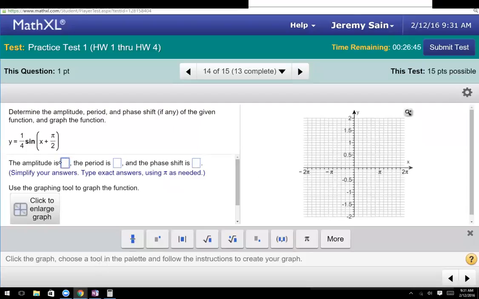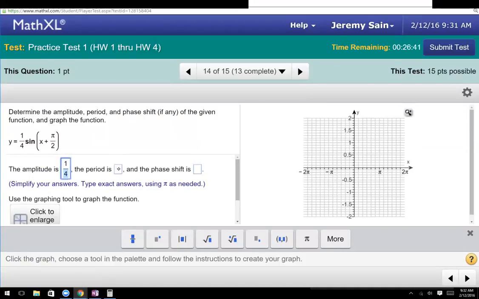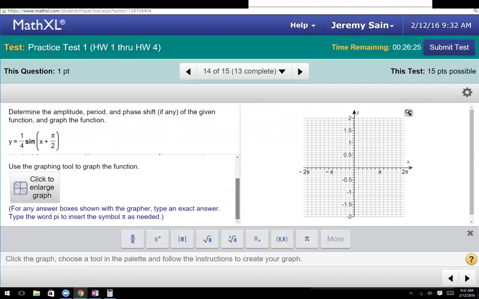Okay. So the amplitude is 1/4. The period is 2 pi. No, you can't just tap pi. You really do have to tap the backslash. You lied to me, Angel. Well, I already told you that.